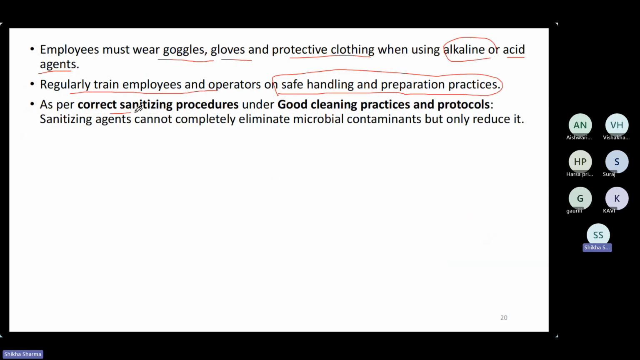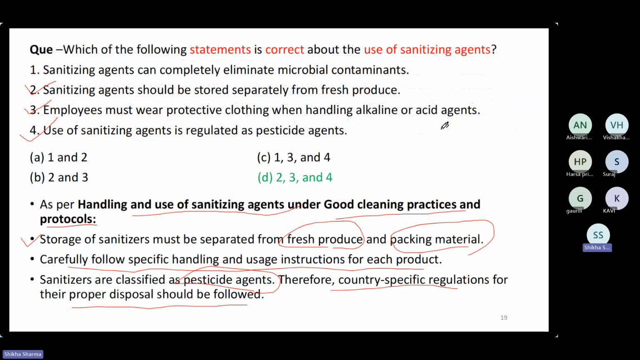Then as per the correct sanitizing procedures under good cleaning practices and protocols, sanitizing agents cannot completely eliminate microbial contamination, they just reduce it. We need to use sanitizers at a lower concentration, not a very high one. So statement 1 is incorrect, because they cannot completely eliminate contamination, but the statement says they can.